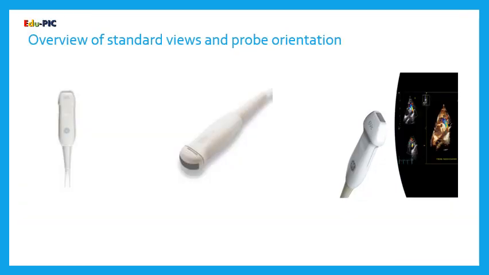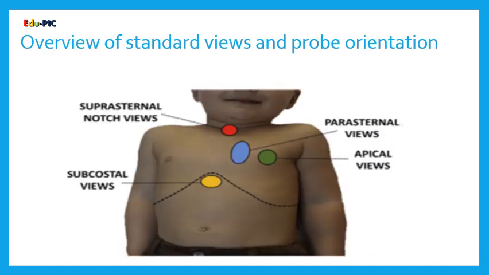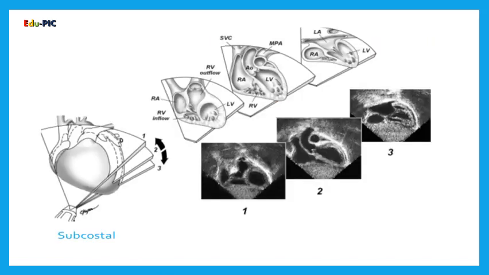After you know your machine, we go through the standard views. If you can see here, there's a marker on the probe, so you can adjust your image according to this mark. We have four standard echocardiogram views: the subcostal view, apical view, parasternal view, and suprasternal notch view. In the PICU, usually we can use the subcostal, apical, and parasternal views. So let's start with the subcostal view.